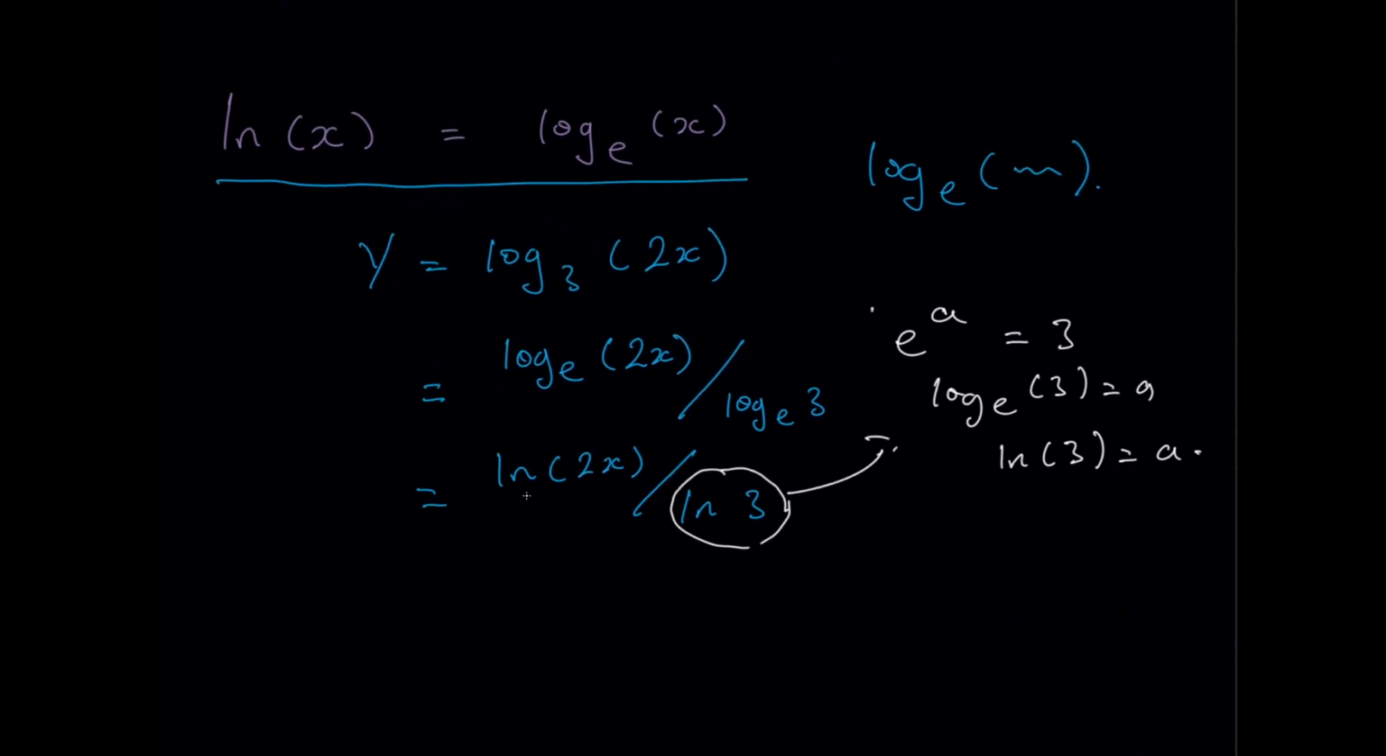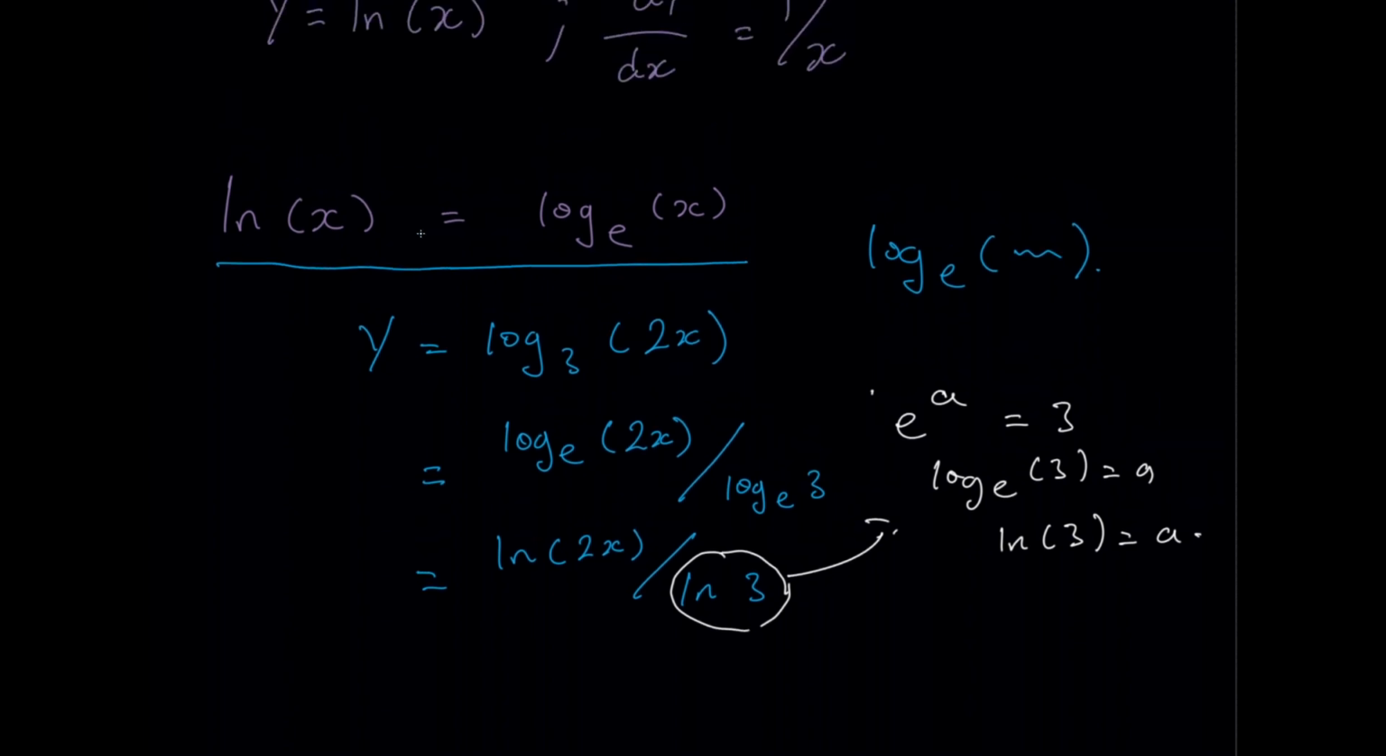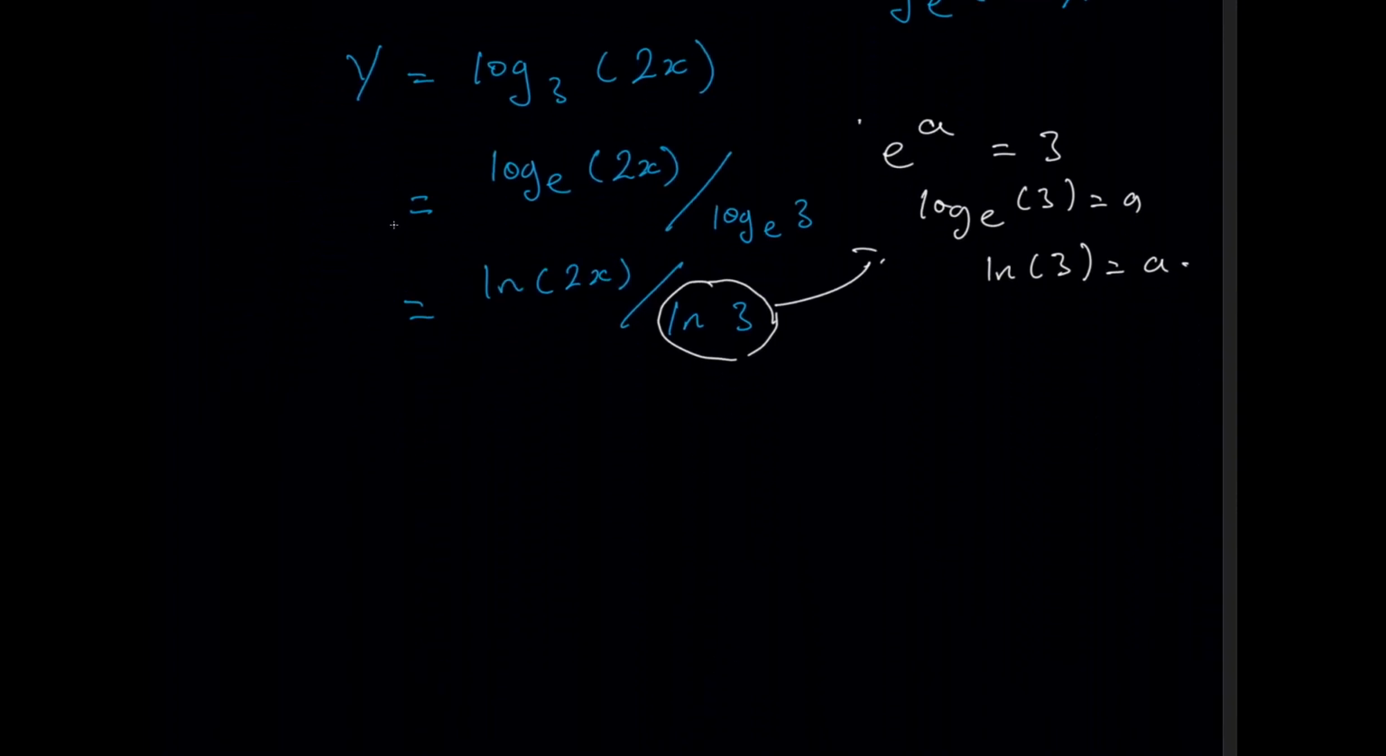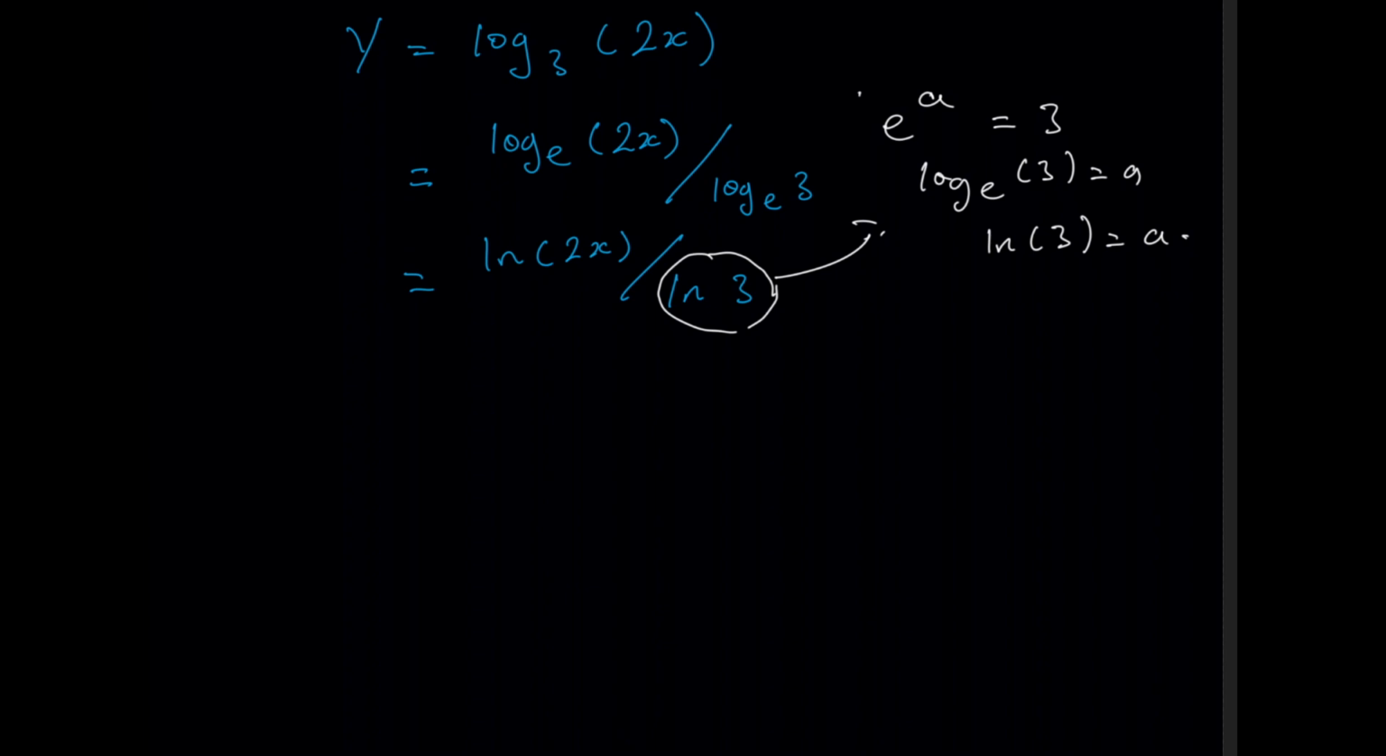Now that we have changed the base to e, we see ln 2x forming, which is brilliant, because now we can use the easy relationship we've discovered to differentiate. So let's look at them separately now. The derivative of ln 2x is simply 2 times 1 over 2x, and that's just 1 over x.